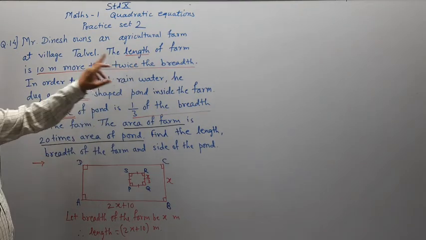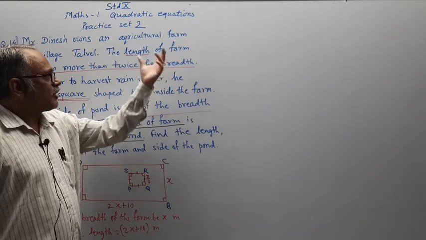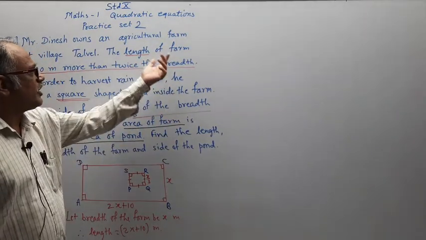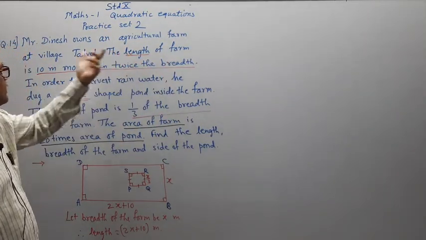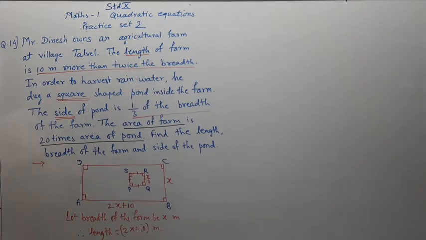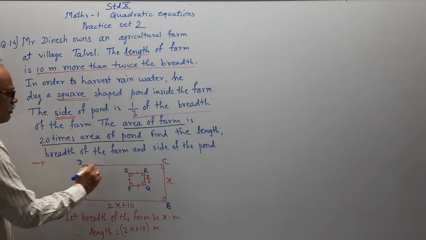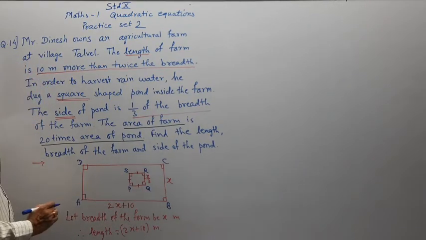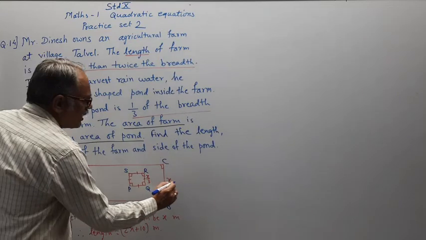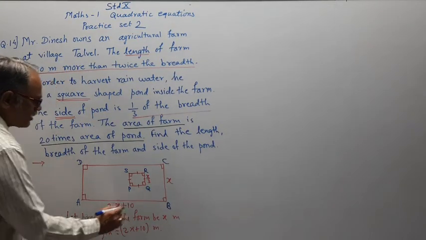The length of the farm is 10 meters more than twice the breadth. We assume the width as x, so the length will be 2x plus 10. The agricultural farm is in rectangular form, so I have drawn a rectangle. I consider breadth as x meter, therefore length is 2x plus 10 meter.